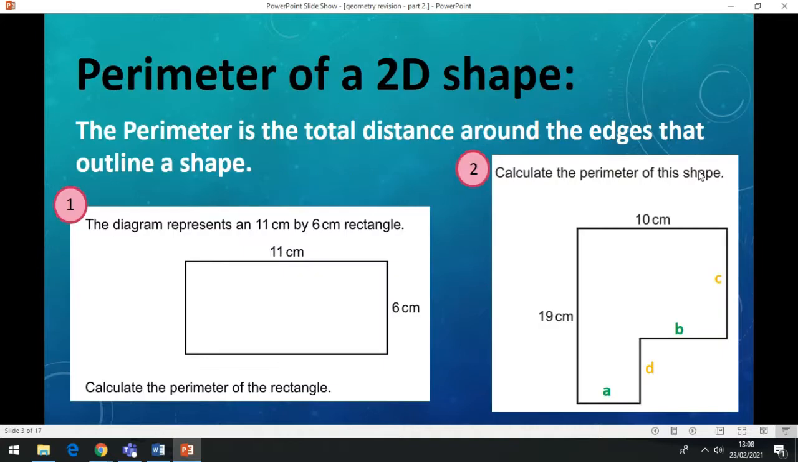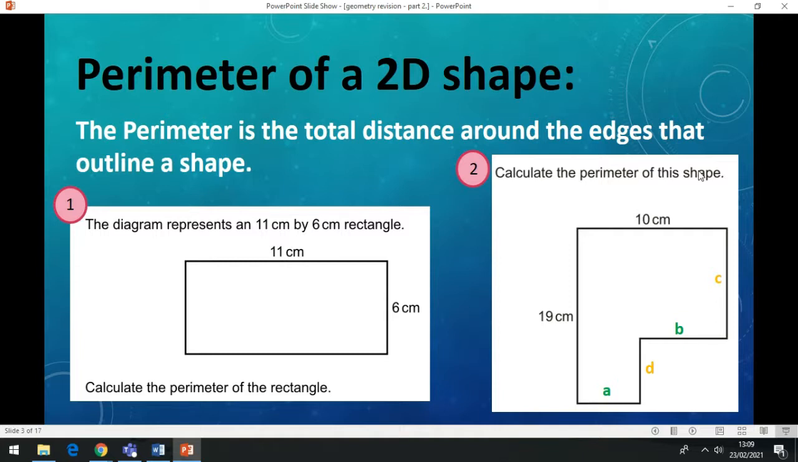Thank you. So to start with, perimeter of two-dimensional shape. Perimeter is like the fence around the outside of the shape, so the total distance around the edges that outline a shape. For question 1, this diagram represents an 11 by 6 cm rectangle. Calculate the perimeter of the rectangle. If you're confident, pause the recording now and have a go.